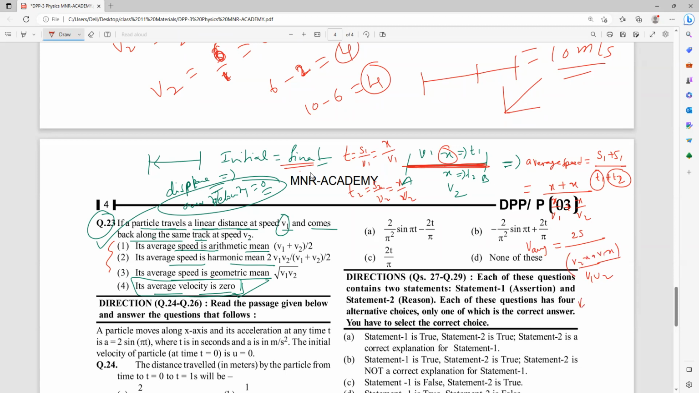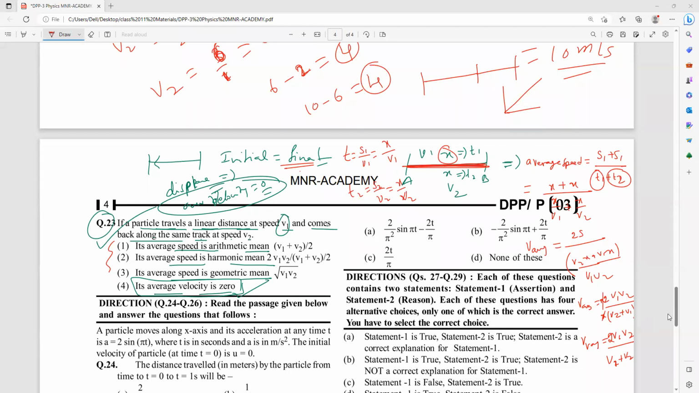So V average is equal to 2 into V1 V2 divided by X, and X will get cancelled. X will come common out, so what will happen? V2 plus V1. The Xs will get cancelled. So what is the average speed? Average speed is equal to 2V1V2 divided by V1 plus V2.